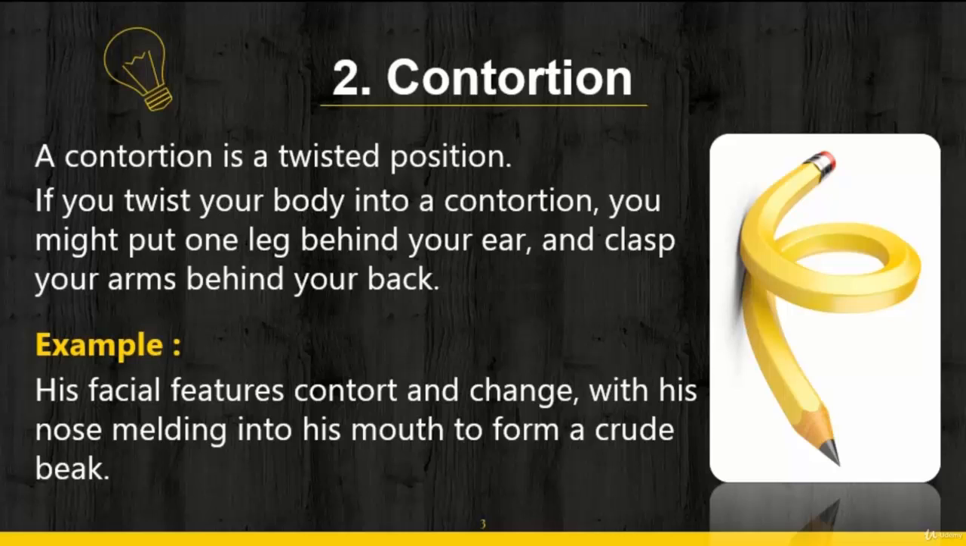Contortion. A contortion is a twisted position. If you twist your body into a contortion, you might put one leg behind your ear and clasp your arm behind your back. For example, his physical features contort and change, with his nose melding into his mouth to form a crude beak.